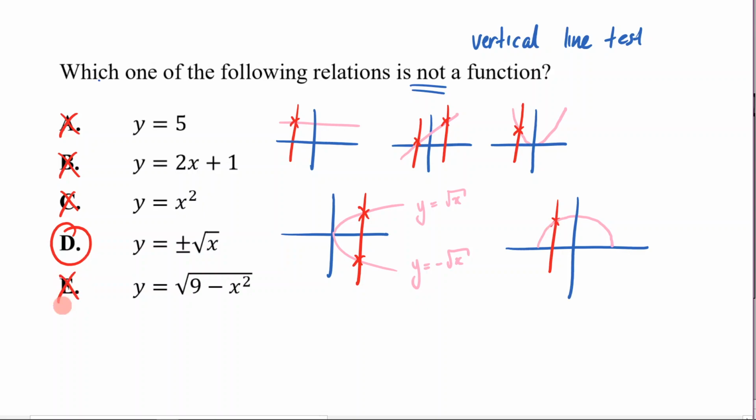Hopefully that made sense. There's a good possibility that you didn't have to draw all these out and you could have done this much quicker in your head. As soon as you saw this plus or minus, that was the hint that that's going to be the answer, and it's not a function.